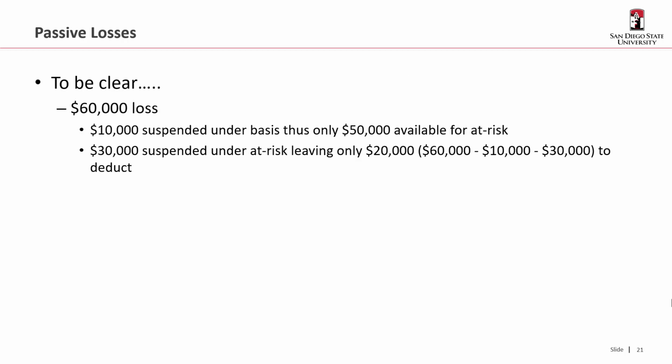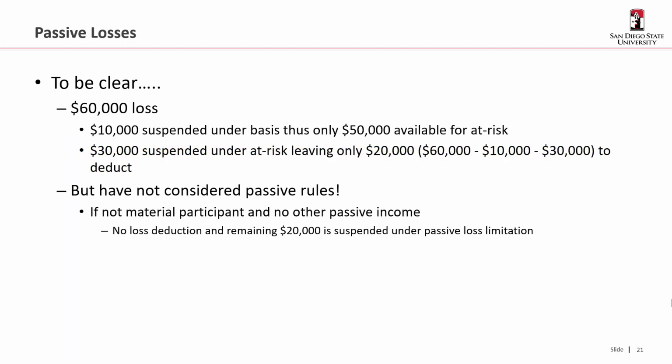Okay, so just to be clear, the LLC generated a $60,000 loss that belonged to Lon. $10,000 was suspended under the basis rules, leaving only $50,000 available for at-risk. $30,000 was suspended under the at-risk rules, leaving only $20,000 to deduct. But we haven't considered the passive rules.